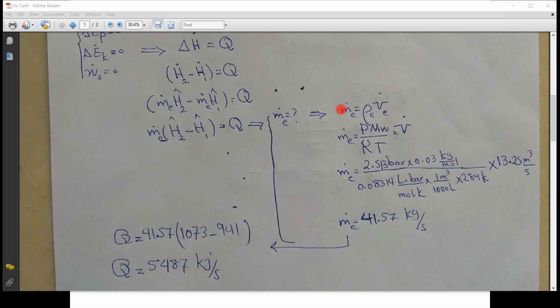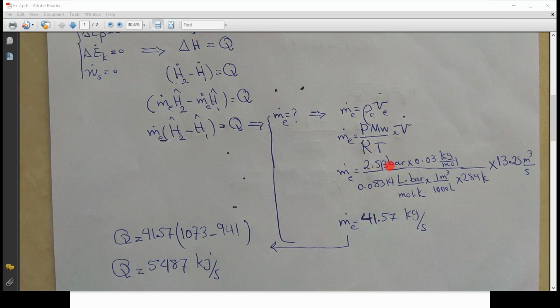Mass flow rate, this is the old formula that we learned together: mass rate is equal to density multiplied by volumetric flow rate. And rho is P MW over RT, multiplied by V. This is another way to calculate rho. If you have a specific volume, you can just easily calculate rho. But in this case, you don't have a specific volume, so you have to go back to this ideal gas formula. P MW over RT: you already have P, MW, R, T, and the volumetric flow rate. So you just substitute in this formula.